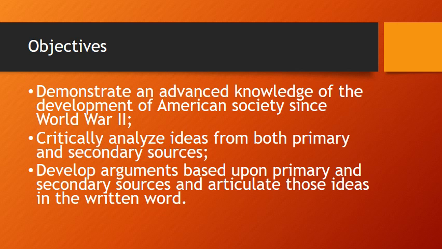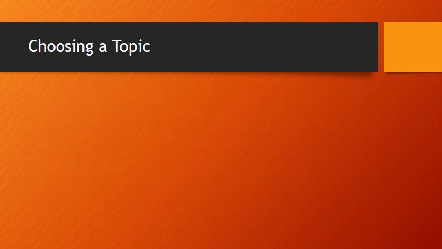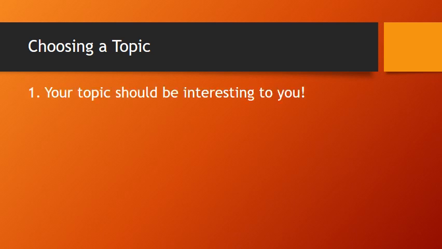But you might be wondering, how do I begin? Well, the first thing that you need to do is to choose your topic. How do I go about choosing a topic, you might be asking? Well, your topic should be interesting to you. You can basically choose anything in American history from this period that we're studying in the course, anything from the end of World War II up to really the end of the Cold War, which means the 1980s and early 1990s. But your topic should be interesting to you.